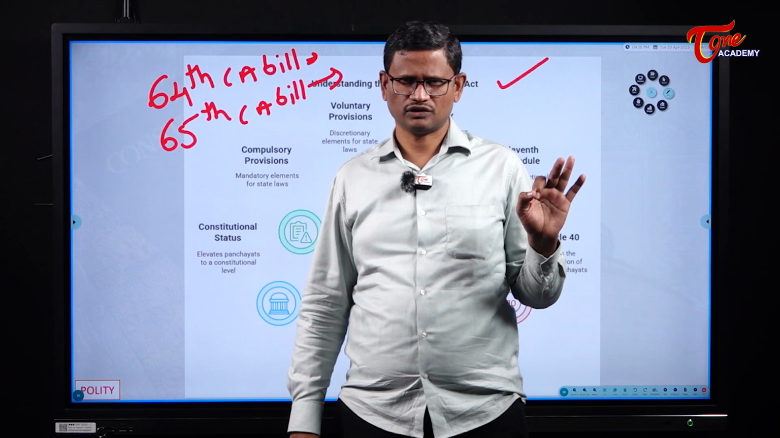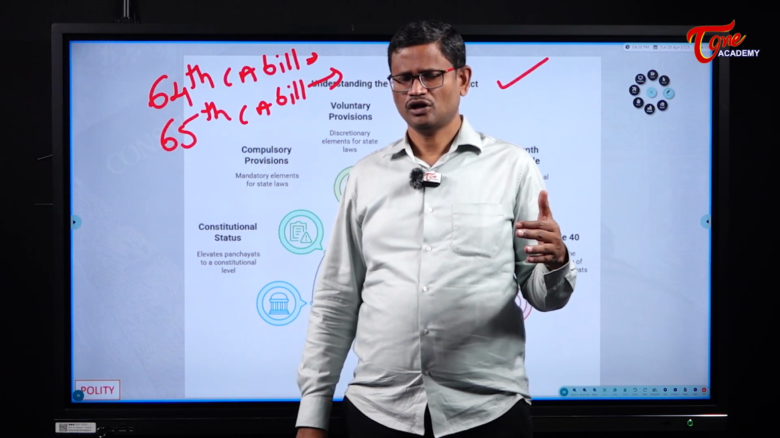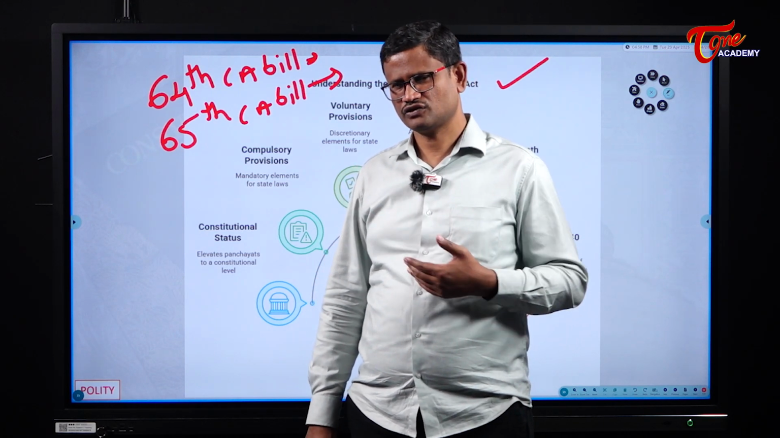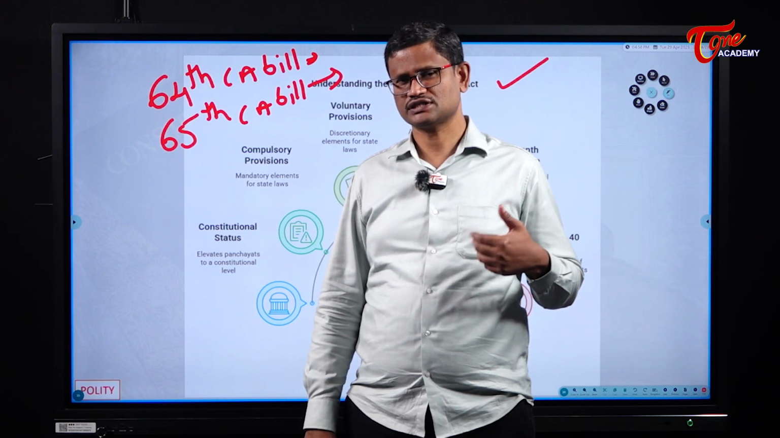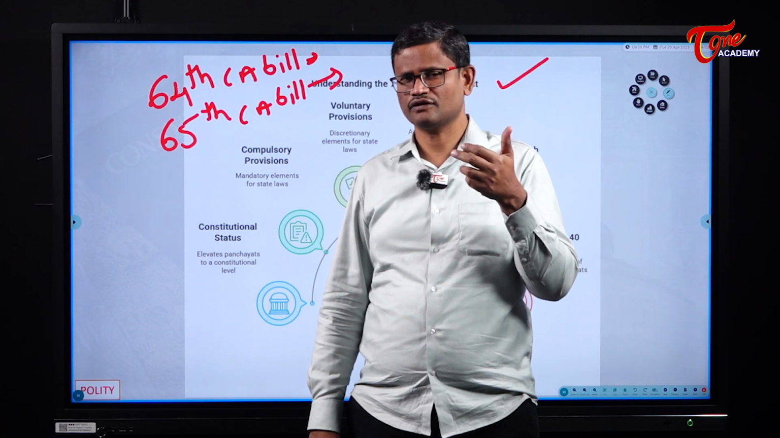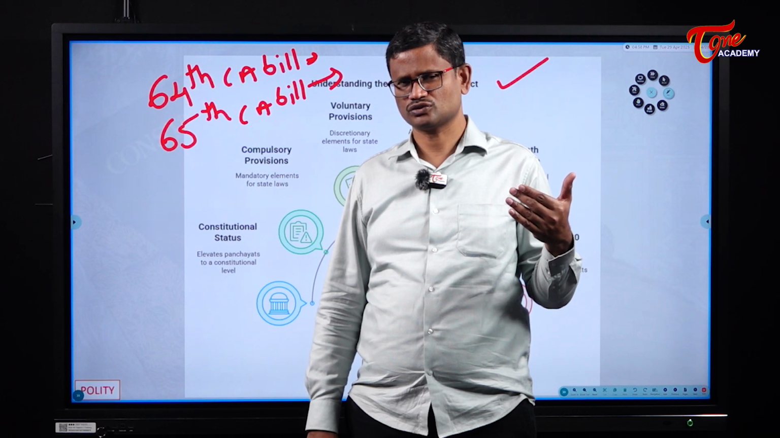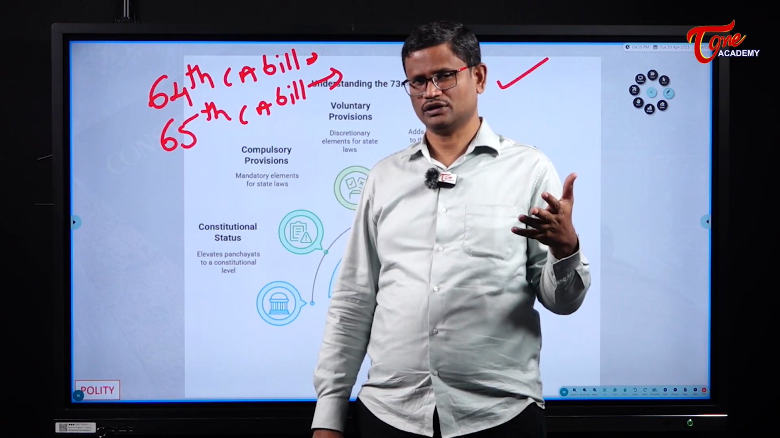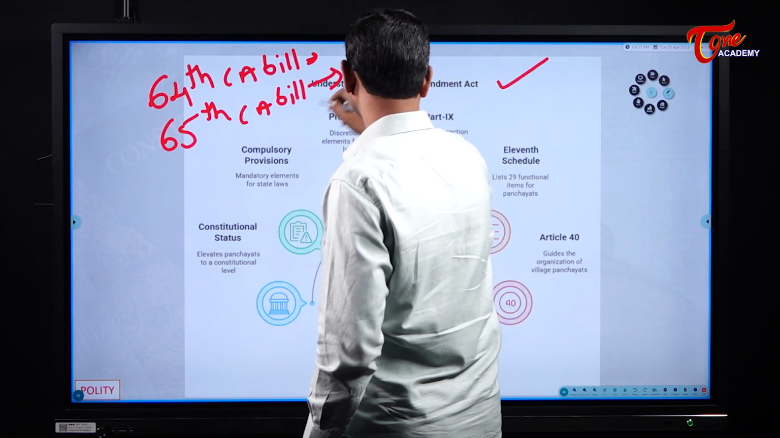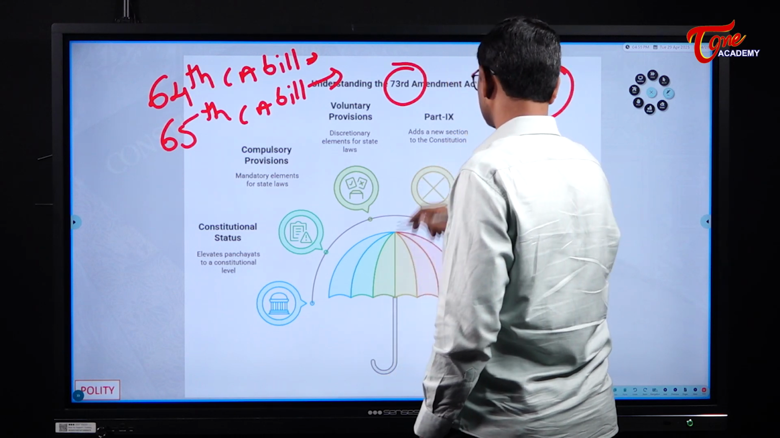When P.V. Narasimha Rao was the Prime Minister of India, the 64th Constitutional Amendment Bill was passed as the 73rd Amendment to the Indian Constitution. The 65th Constitutional Amendment Bill was passed as the 74th Amendment. The 73rd Amendment dealt with the three-tier Panchayat Raj system. The 74th Amendment dealt with urban local bodies. If you take the 73rd Amendment to the Indian Constitution, it has inserted 16 articles in the Indian Constitution.